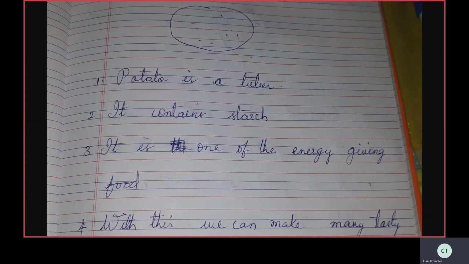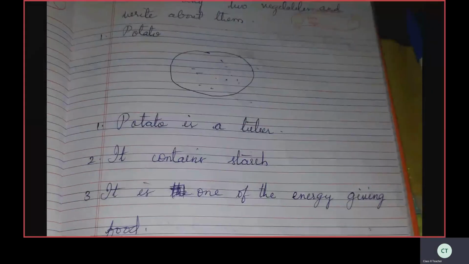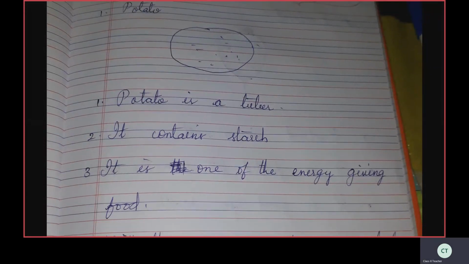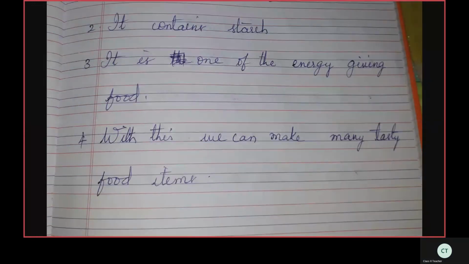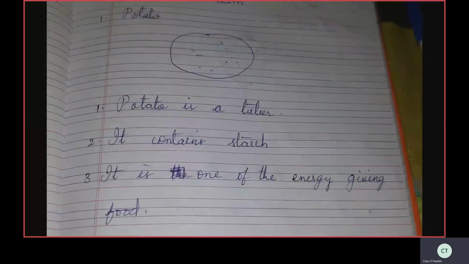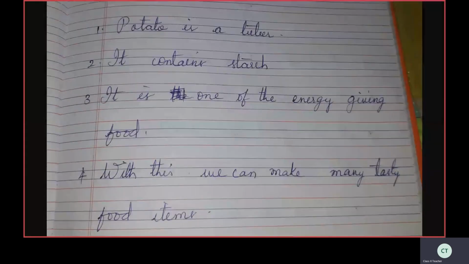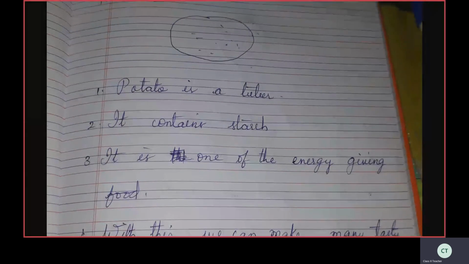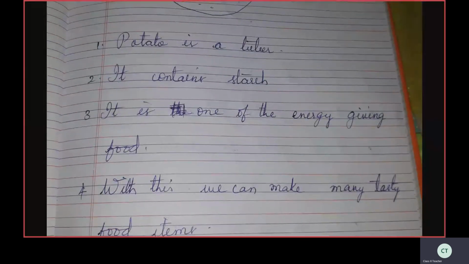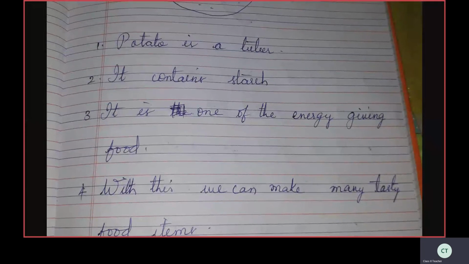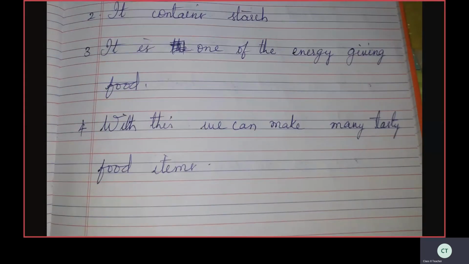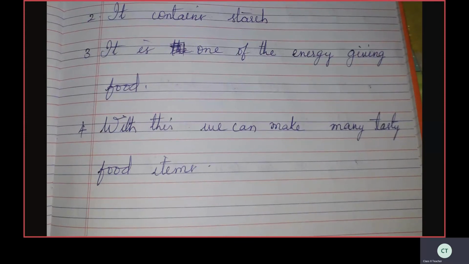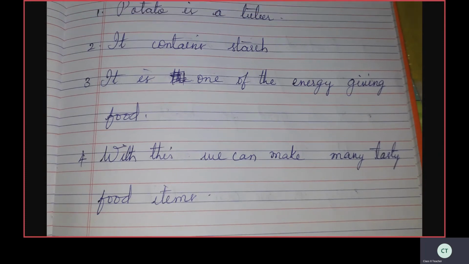Children? Mommy makes different varieties with potato, no? Do you like potato curry, children? Yes, no? So, once again, we read the lines, okay? Potato is a tuber. It contains starch. It is one of the energy-giving foods. With this, we can make many tasty food items. Okay? Shall we see the next vegetable?